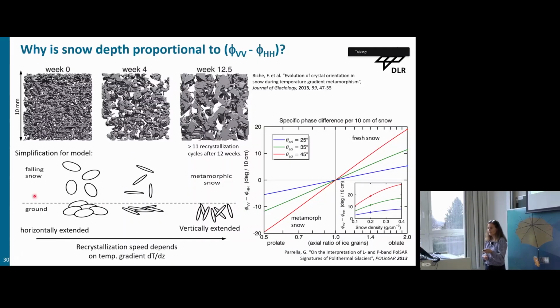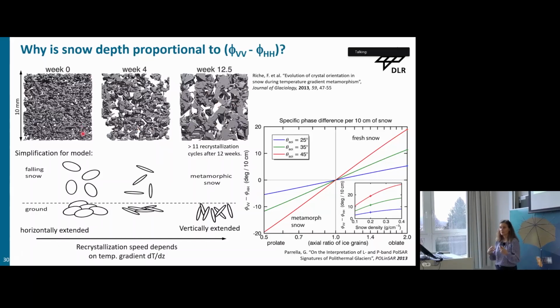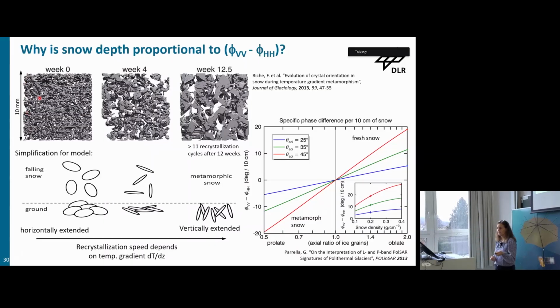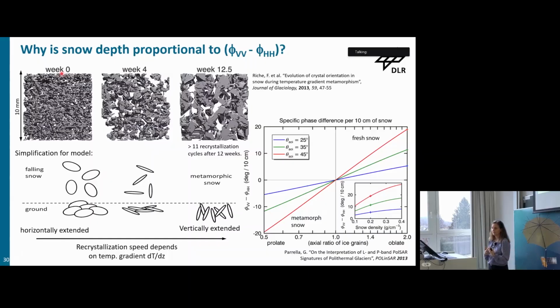What you see here on top is, in principle, a representation I took out of this publication from Riche. It is an image of snow grains over a certain area, on the 10 millimeter scale here. And this is how snow looks when you use very fresh snow and take an image of it, on week 0, so very freshly fallen snow.